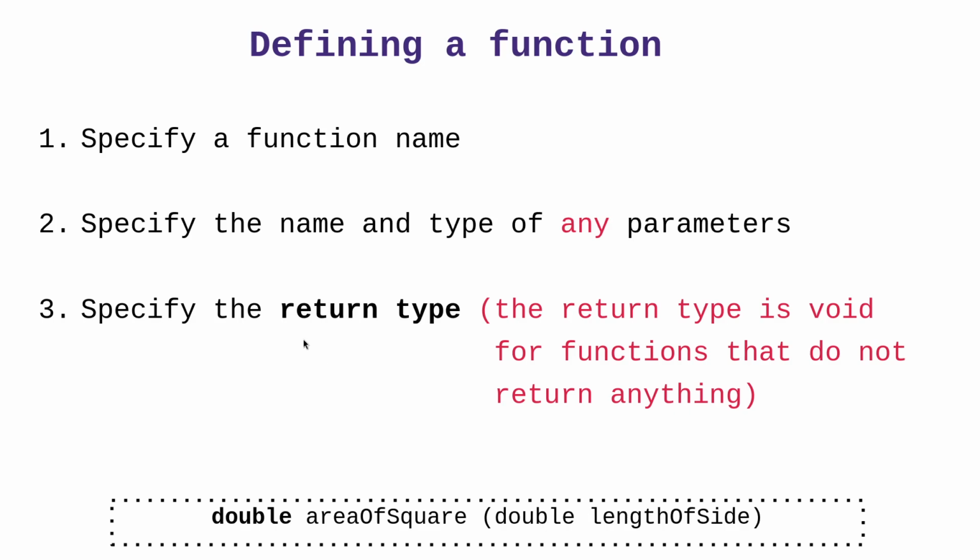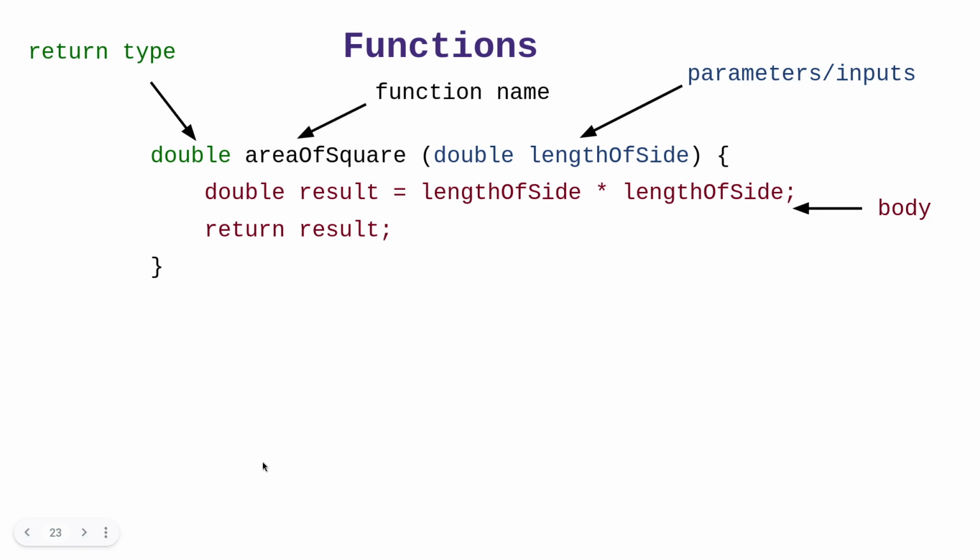And finally, if there is a return type, then we need to specify that in front of the function name. In this case, we're saying this function will return an answer. It will return some data that will be of type double. Let's look at this example. Let's forget about the body for now. I want to focus on the actual function definition. And so notice the function name, the return type, and the parameters, aka inputs.